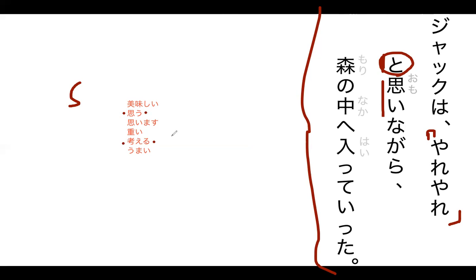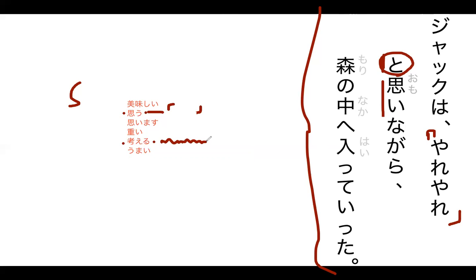Kangaeru tends to be more like special thoughts, like new and original thoughts. And omo tends to be more just like stating something. So, he felt this and that, so he omoid that. So it's like making a statement with omo, while kangaeru is more just like thinking as an action. If that makes any sense.